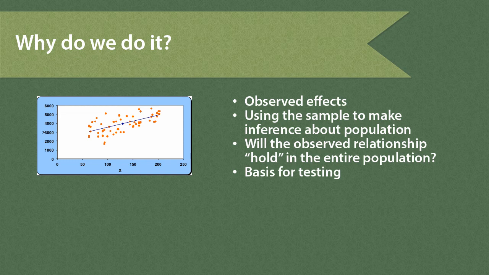Eventually, we'll want to use that observed relationship, our regression equation, as a basis for statistical testing, so that we could answer a much more important question, and that is, is the observed effect, that is, the observed relationship between income and amount charged, statistically significant? In other words, is it something we would expect to hold for the entire population of cardholders?